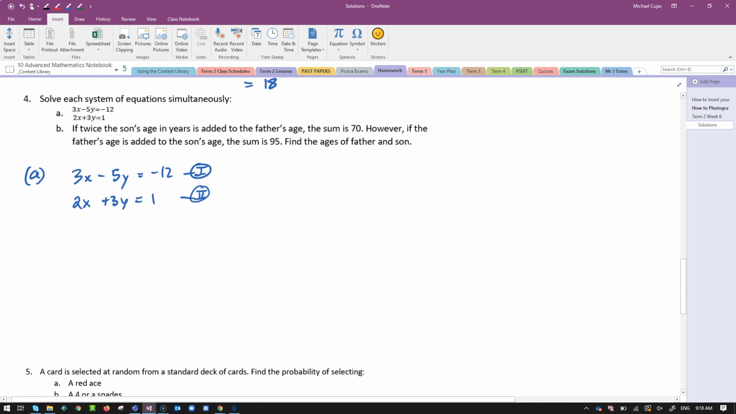All right, 2 equations to solve simultaneously here. I'm looking at it. It's not set up for substitution. I'm going to go with elimination. So I'm going to multiply the top equation by 3. That's going to give me 9x take 15y equals negative 36. I'm going to multiply the bottom equation by 5. That's going to give me 10x plus 15y equals 5.